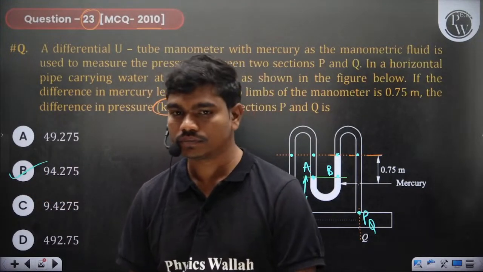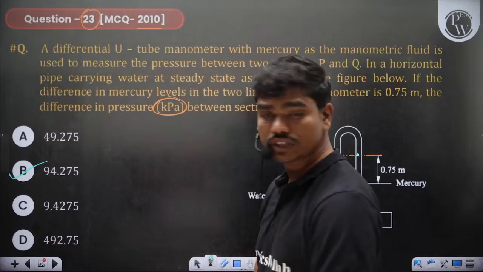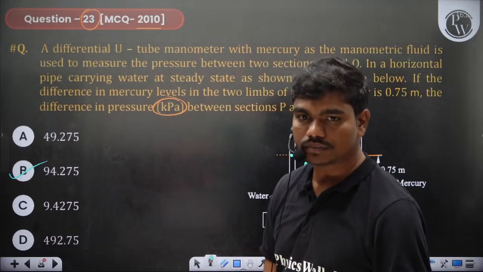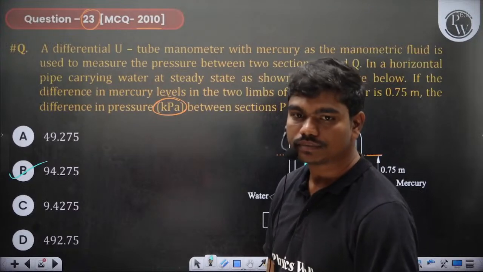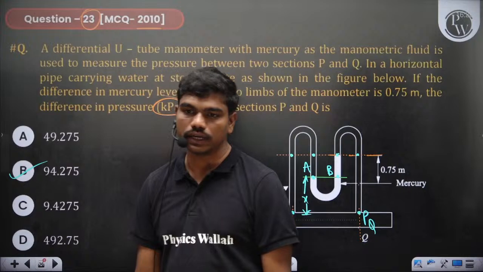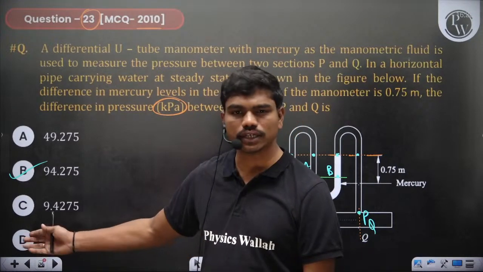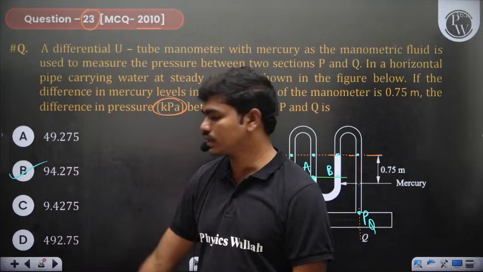Because they haven't given the densities. Fine. 94.275 is the actual answer. 94.275 is given, so that's the closest, so you can tick.